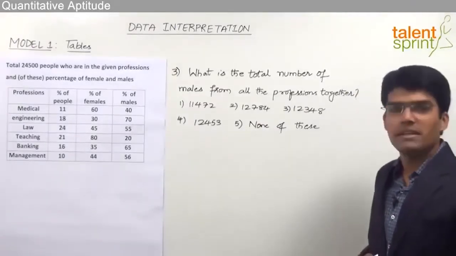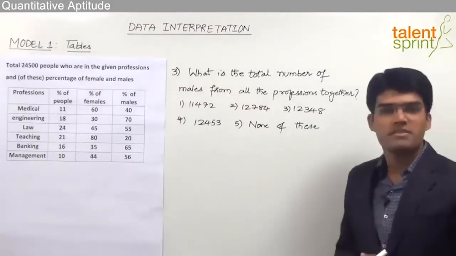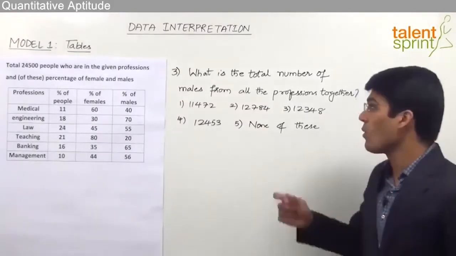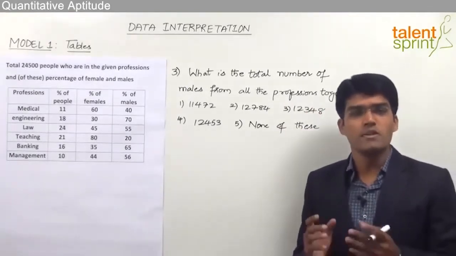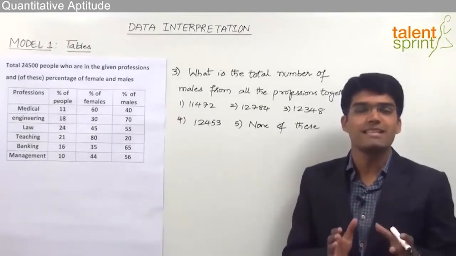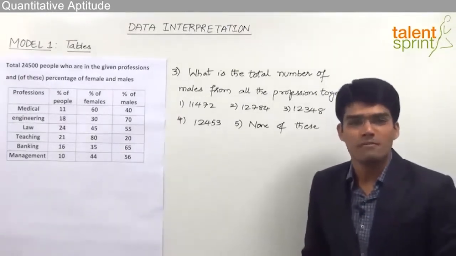The third question from the table here is: what is the total number of males from all the professions together? Now this is a very simple one. What is the total number of males from all the professions together? That means we need to find out the number of males in each of the professions and add all these values to get the total number of males.